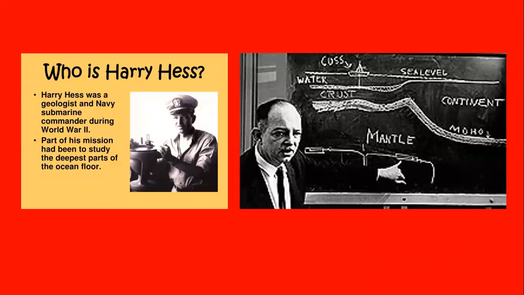So, first of all, who is Harry Hess? Harry Hess was a geologist and Navy submarine commander during World War II. Part of his mission had been to study the deepest parts of the ocean floor. He commanded an attack transport ship during World War II. He was intrigued by the seafloor maps produced by the ship's echo sounder. He thought about all the evidence for continental drift. He thought about all the unusual features of the seafloor, and he found the mechanism to explain them all.